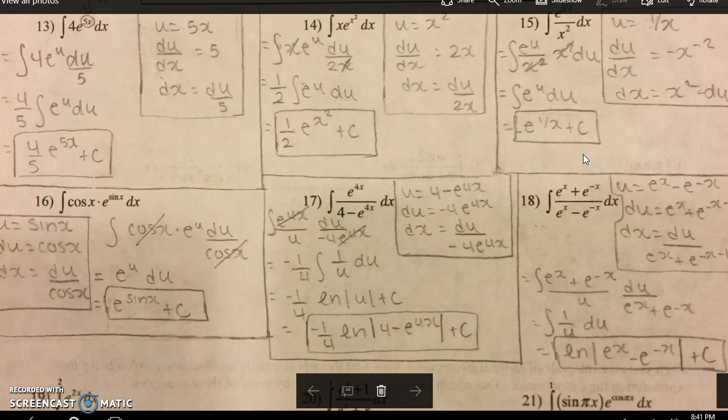And then for number 16, we did basically the same thing. So u would equal sine x. The derivative of sine x is cosine x. And then dx equals du over cos x. So we do the integral of cos x times e to the power of u times du over cosine x, and then the cosine x's cancel out, and you're left with e to the power of u times du. And then we just put back in the value for u and add c, so you get e to the power of sine x plus c.